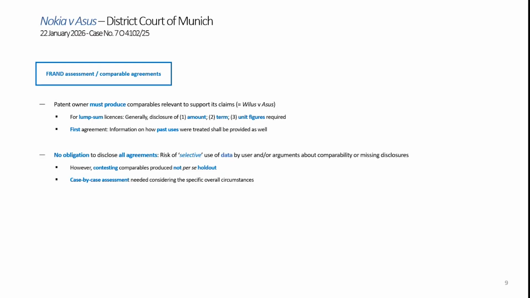When you have lump sum licenses, you need to disclose as a patent owner also the amount, of course, but also the term and the unit figures that have been used for calculating this lump sum amount. If there is a first agreement between the parties, then you need also to inform how you treated past uses in this agreement. The question here is, should all agreements be presented?